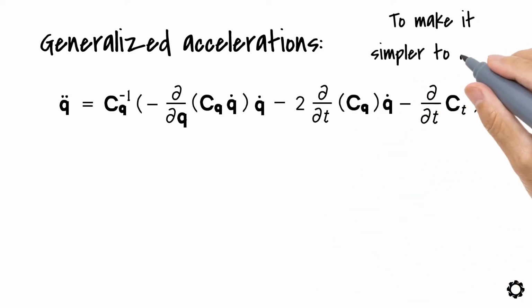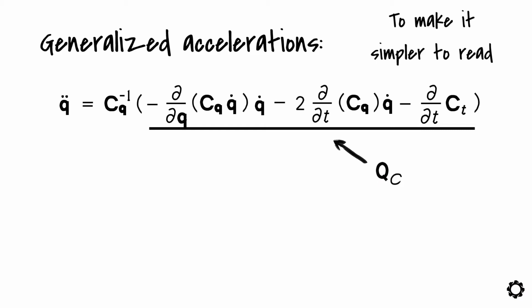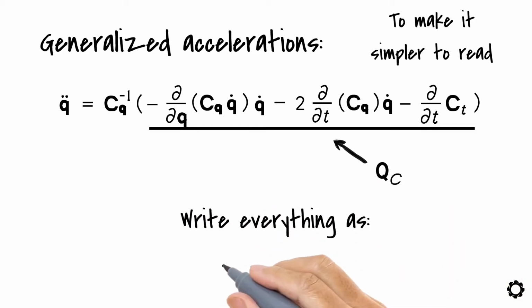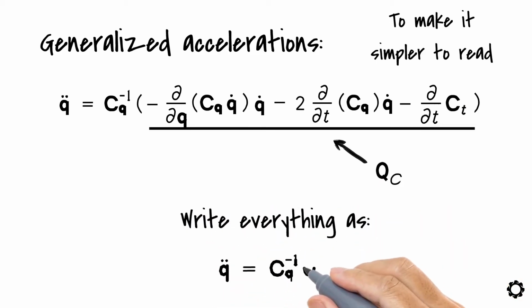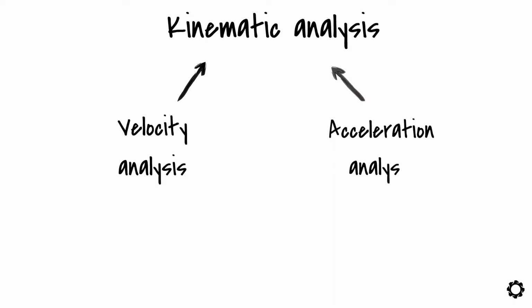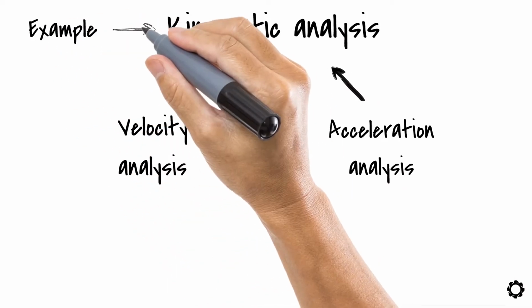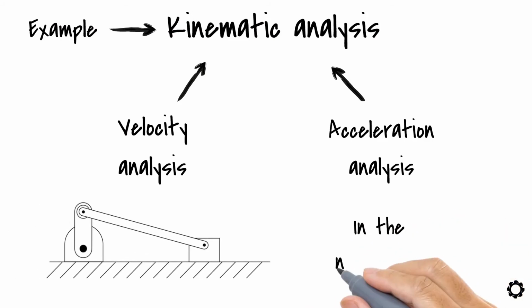To make it simpler to read, we will call this expression QC. Then we can write everything as Q double dot equals CQ inverse times QC. In this lesson, we complemented the kinematic analysis with the velocity and acceleration analysis. I think we are ready to do an example of the application of this analysis to a planar mechanism in the next video.